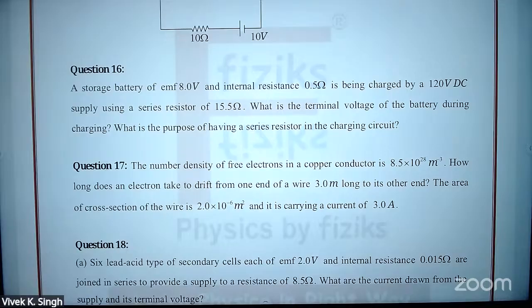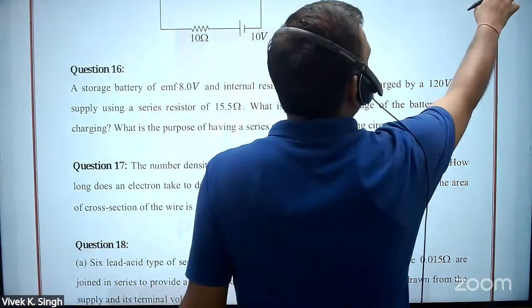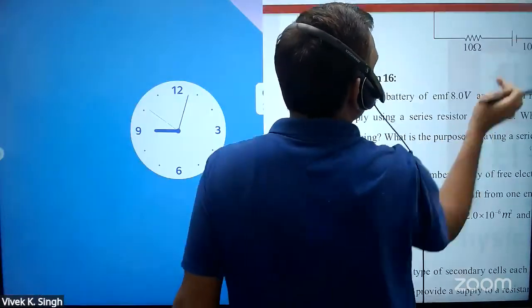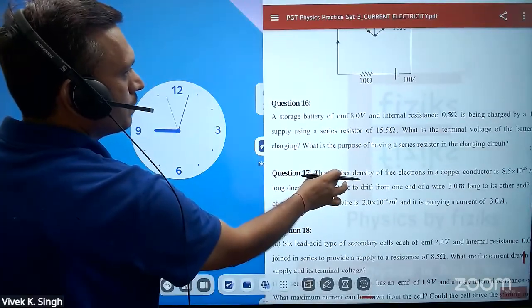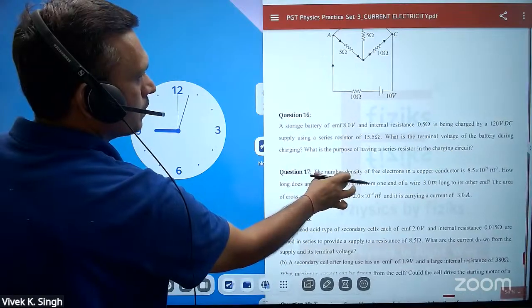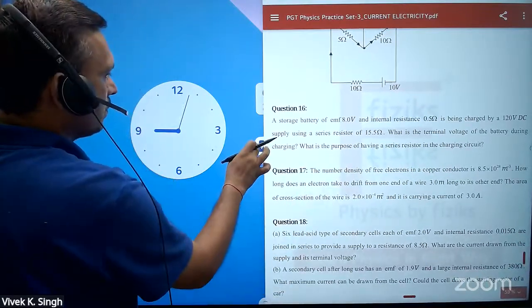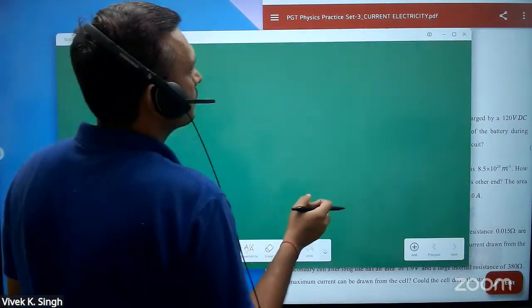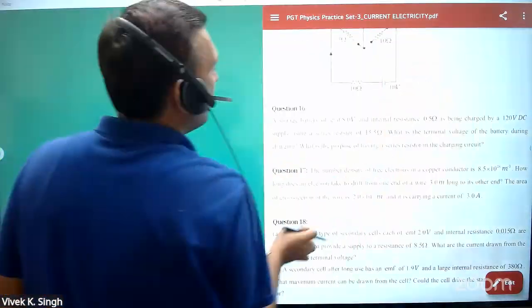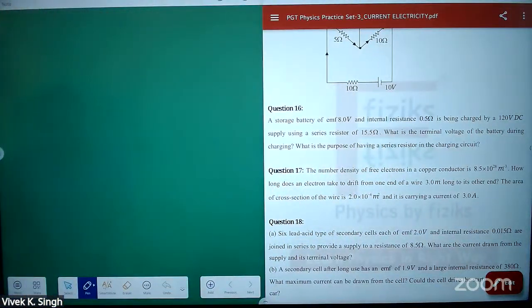So let's see. Let's solve this question. So try to solve this. Let's see the solution of question number 16.